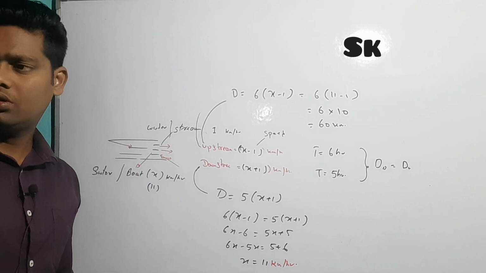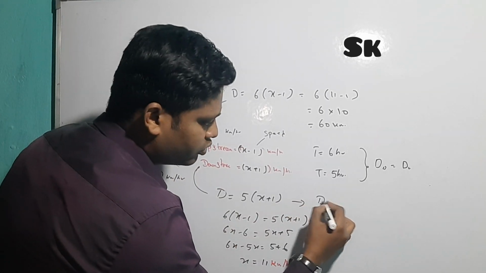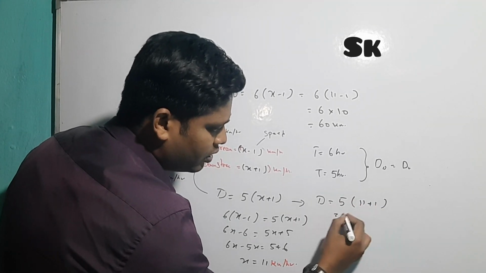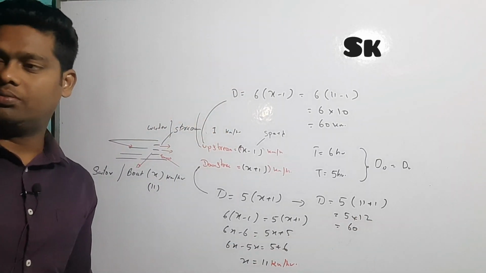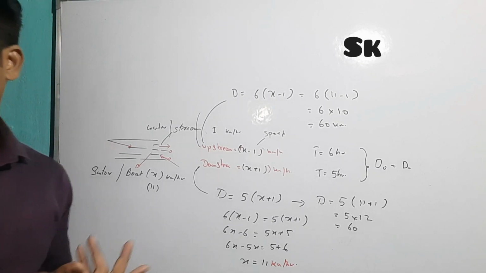Simple. You can use this one also. See how to use. If you want this one, distance is equal to 5(x plus 1). X is 11, 5 into 12. 60 kilometer. Both are same. Clear? This is the distance. Everything is there in the question only. Okay.